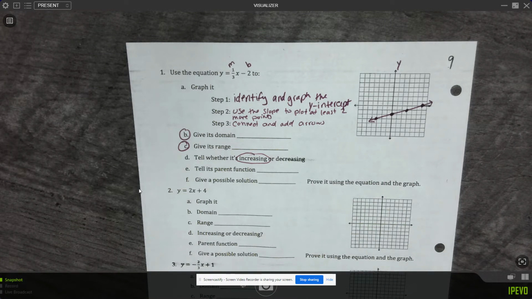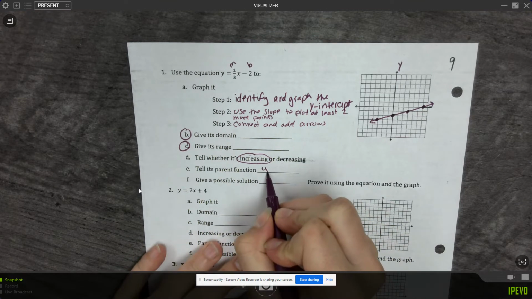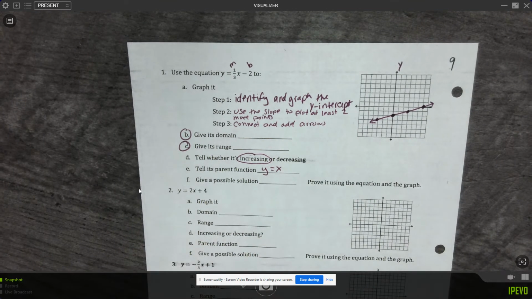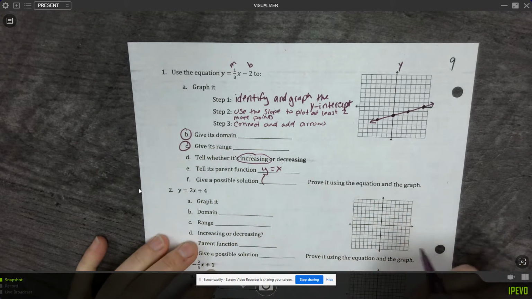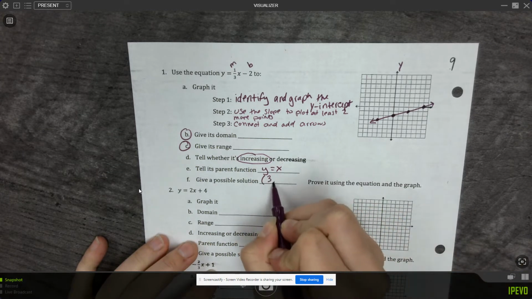What's the parent function? The parent function we talked about on the front side. The parent function of all linear equations is y equals x. Always, that is the parent function, one and only. There is no other. All right, give a possible solution. A solution, we talked about on the front side, is any point that's on your graph. I'm going to pick one. I'm going to pick 3, -1.